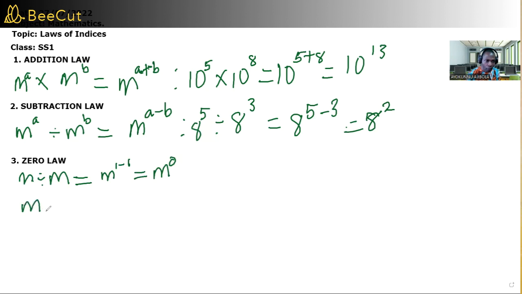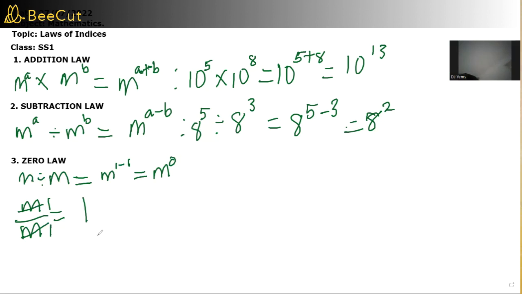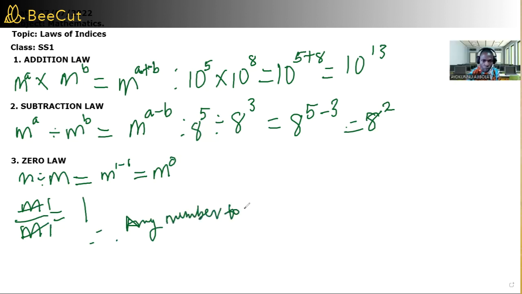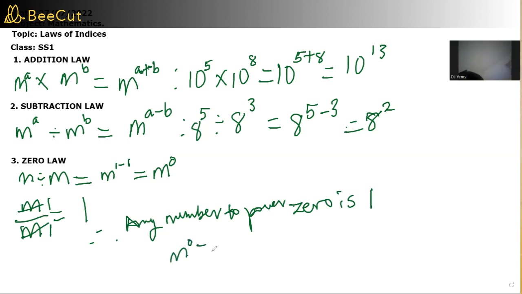Meanwhile, this M over M, which is the same as M divided by M, you can just cut it out and say M here 1, M here 1. And you say 1 divided by 1 is what? 1. Therefore, we can say any number to power 0 is 1. So we can now say our M raised to power 0 equals 1.